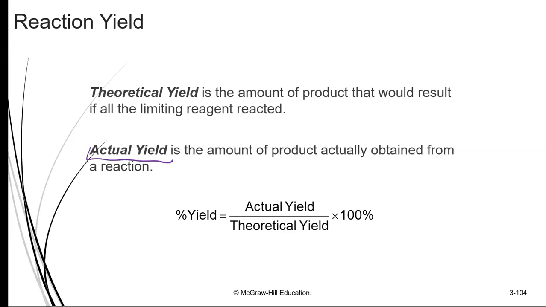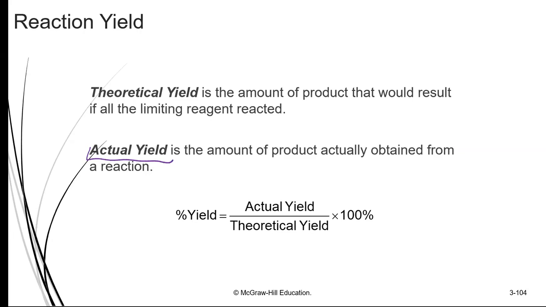And so you can get your percent yield by taking your actual and you divide it by your theoretical, and then multiply that by 100%. So 100% yield would give you exactly the same value, actual and theoretical. A 50% yield means that you produce 50% less. 150% yield means that you made more.